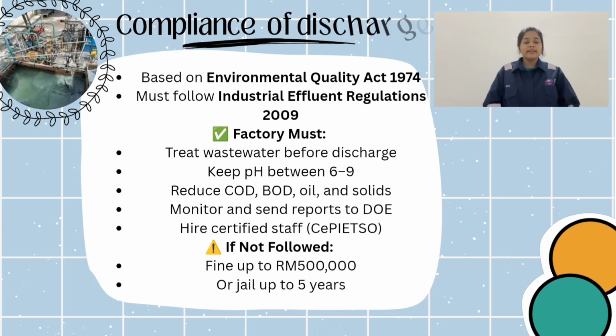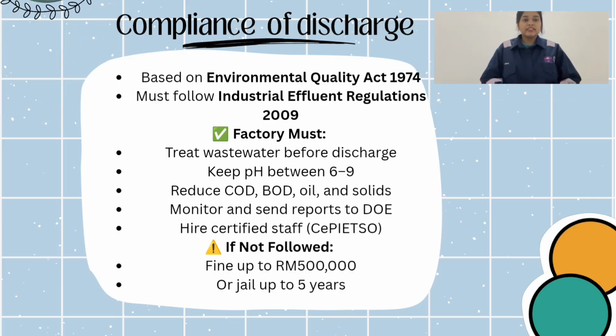Next, it's about compliance in Malaysia. In Malaysia, factories must follow the Environmental Quality Act 1974. They must treat their wastewater properly, keep pH between 6 to 9 and reduce the pollution levels. They need to test water often, report to the Department of Environment (DOE) and hire a trained person called CEPIETSO. If not followed, the factory can get a fine up to 500,000 ringgit Malaysia and or even get jailed.